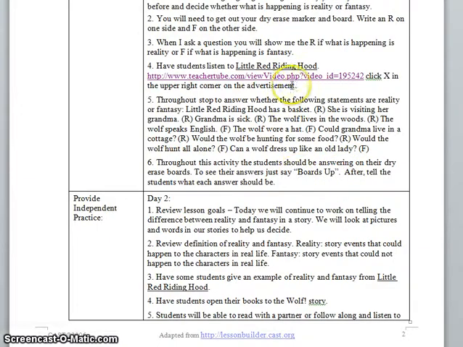After the Little Red Riding Hood guided practice lesson piece, you're done with day 1. Next is on to day 2. Here, the students are going to have some independent practice with reality versus fantasy. When you begin, it's important to again review the lesson goals and the definitions of reality and fantasy. Also, recap what you did yesterday. Have some students give an example of reality and fantasy from Little Red Riding Hood.